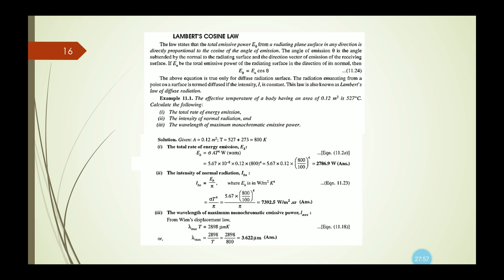Now based on these different formulas or equations, let us try to solve some numericals. The question says the effective temperature of a body having an area of 0.12 meters square is 527 degrees centigrade.